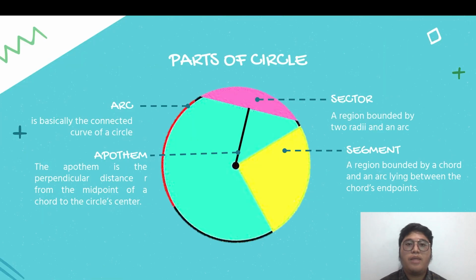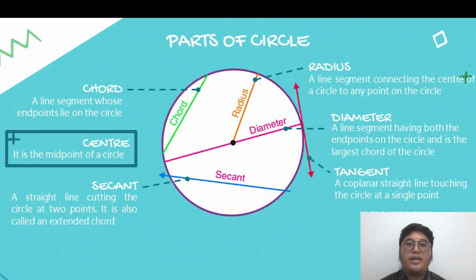And next, here we got parts of circle. The first one is sector, which is a region bounded by two radii and an arc. Next is segment, a region bounded by a chord and an arc lying between the chord's endpoints. So next is arc. Arc is basically the connected curve of a circle. And then there's apothem. The apothem is the perpendicular distance from the midpoint of a chord to the circle center.